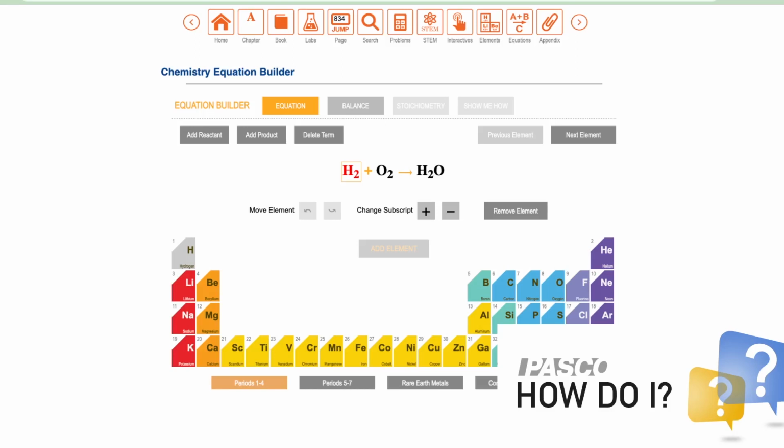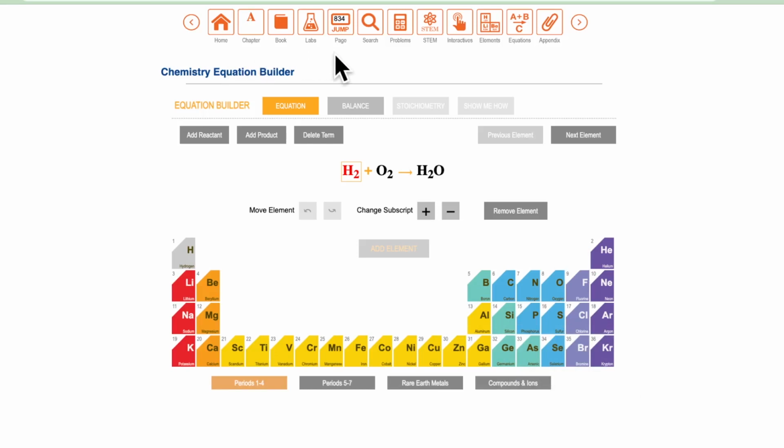How do I use the equation builder in the Essential Chemistry textbook? The equation builder is available anywhere in the Essential Chemistry book by clicking the equations button in the navigation bar. No matter what equation you're shown, you can always customize it. For example, if I don't want the oxygen term, I first select it and then I delete the term.